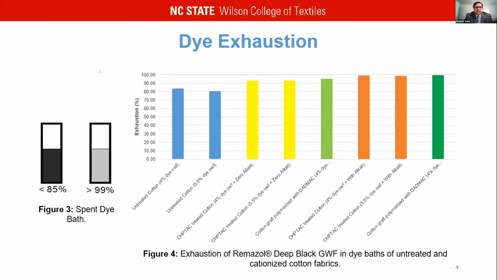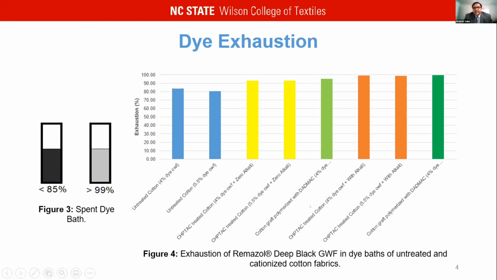After completion of dyeing of untreated cotton and cationized cotton, the dye baths were checked to measure the dye exhaustion. It was observed that the cotton graft polymerized with DADMAC dyed with only 4% dye has the highest dye exhaustion compared to untreated cotton and Chaptec treated cotton. When no alkali was used, the dye exhaustion was about 95%. When alkali was used, dye exhaustion was more than 99% for cotton graft polymerized with DADMAC.